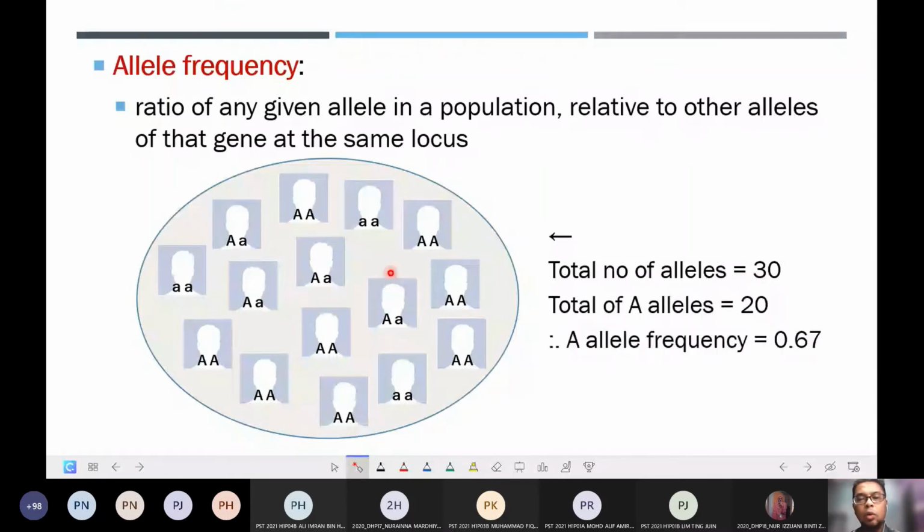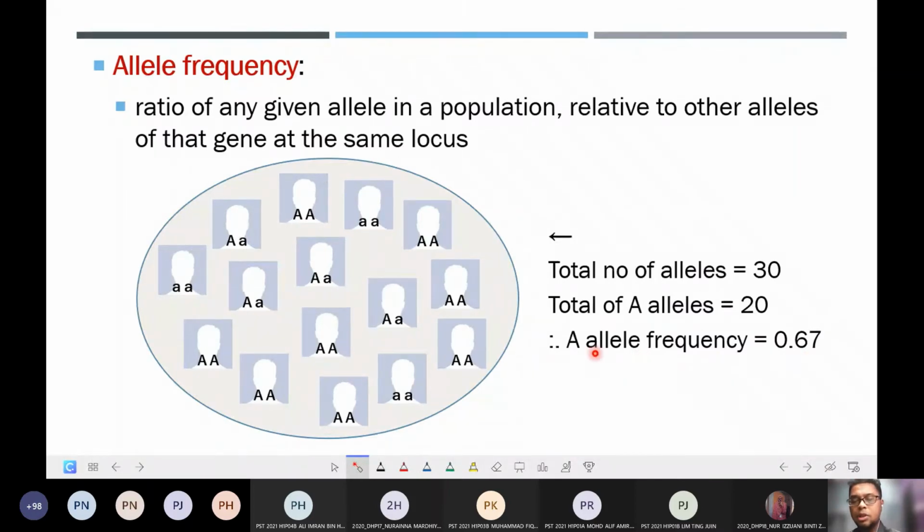And you will notice that there will be 20 capital A alleles. So what is the frequency of the capital A allele? It will be 0.67. How do you get this number? Senang saja. 20 divided by 30, then you will get this 0.67.